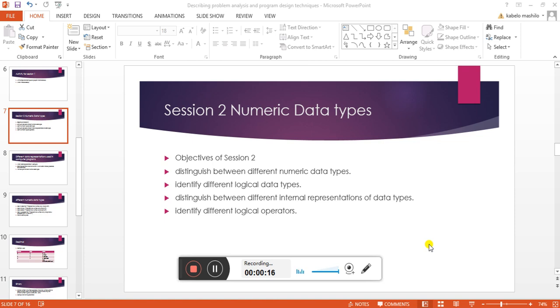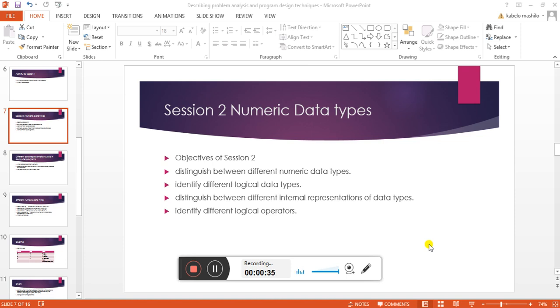Firstly, we've got distinguishing between different numeric data types, identifying different logical data types, and distinguishing between different internal representations of data types. And lastly, we've got identifying different logical operators.